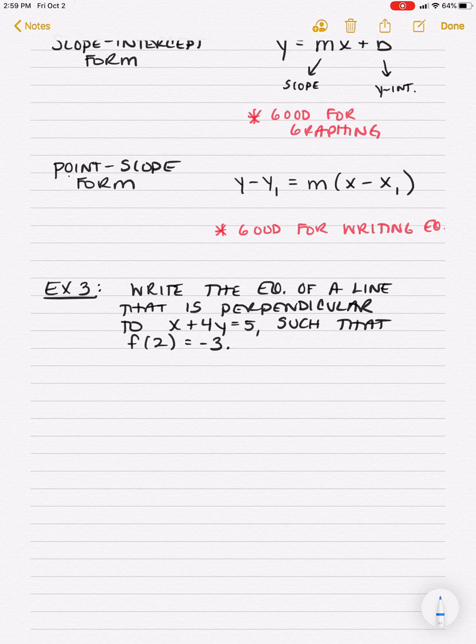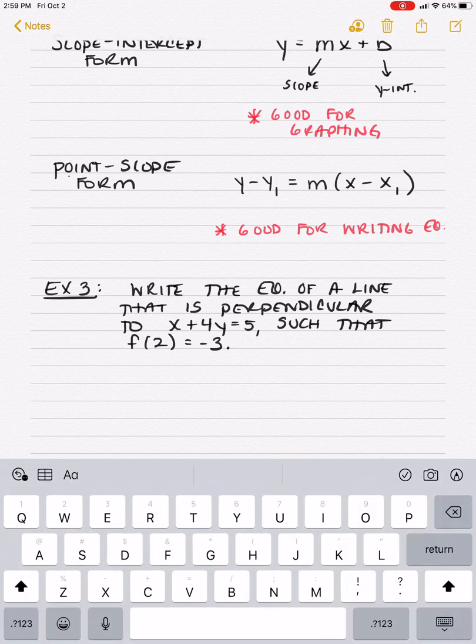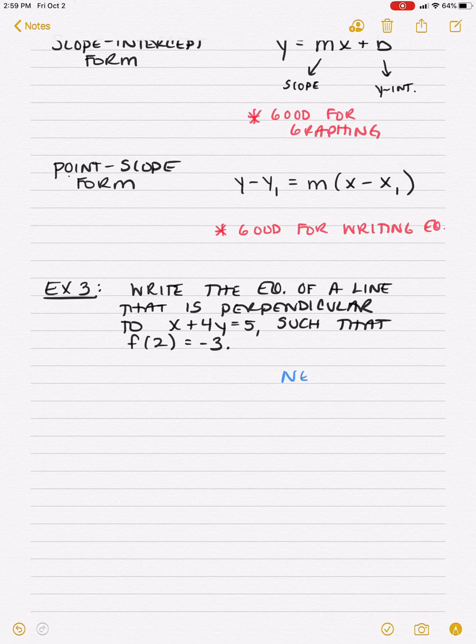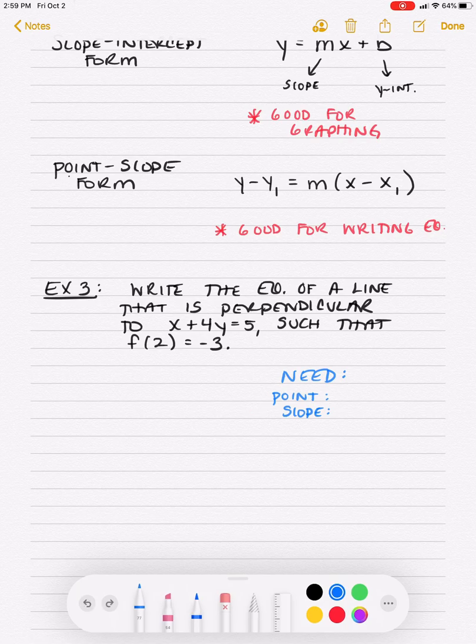Write the equation of a line that is perpendicular to x plus 4y equals 5, such that f of 2 equals -3. Here's the big thing you need to keep in mind when you're writing the equations of lines. You need two things: a point and a slope. I know you want the slope and the y-intercept, but you're not getting the y-intercept. I'm given one out of the two things that I need. I am given the point, and the point that I'm given is 2, -3.